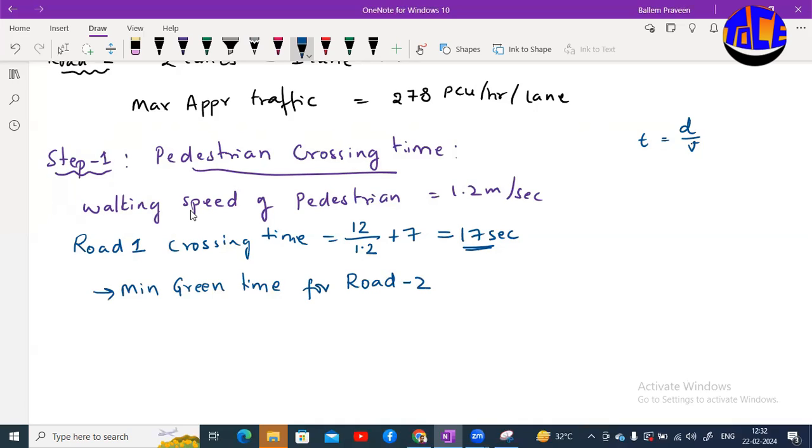This will be the minimum green time for road 2 because road 1 is busy with pedestrians. Okay, so that will be 17 seconds. So let it be G2. So G2 will be 17 seconds.